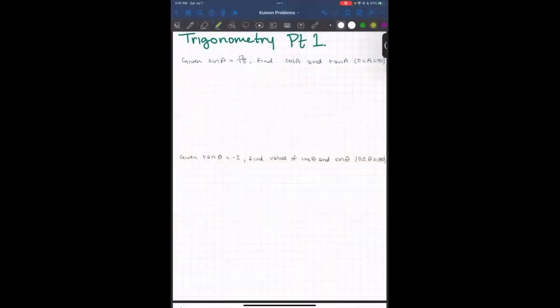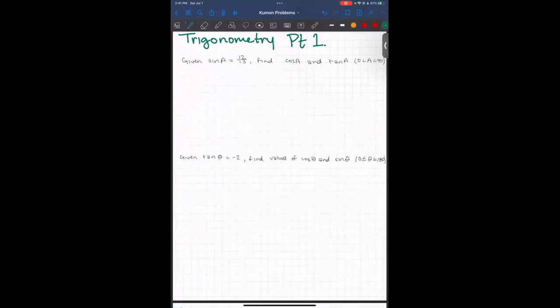This video is trigonometry part 1. So the first problem that we have is given sine A is equal to 12 over 13, find cosine A and tangent A, knowing that A is greater than 0 and less than 90.